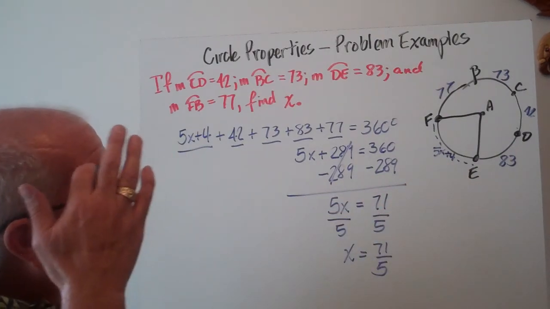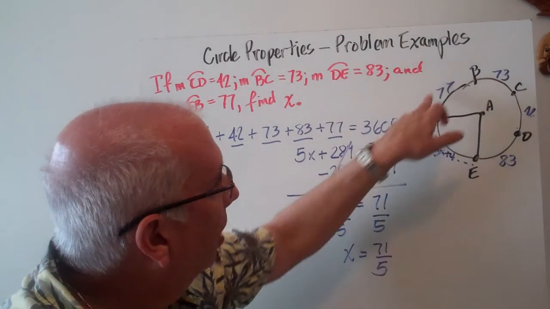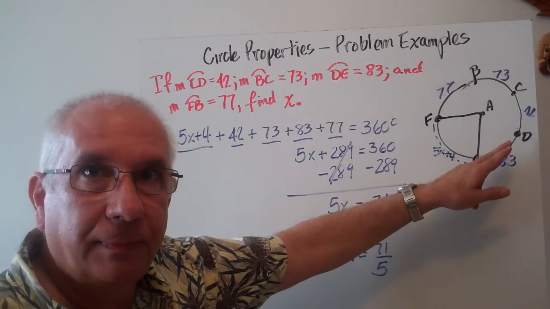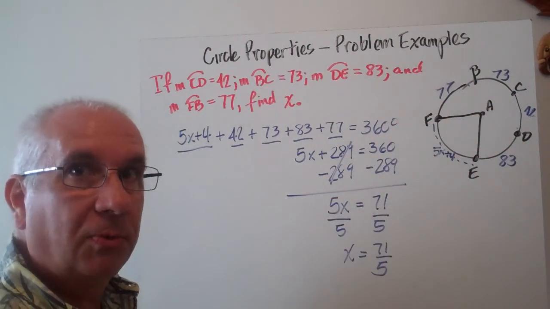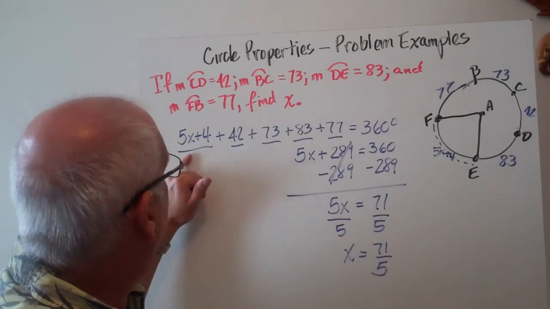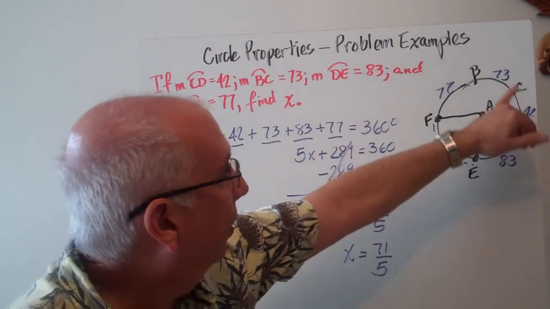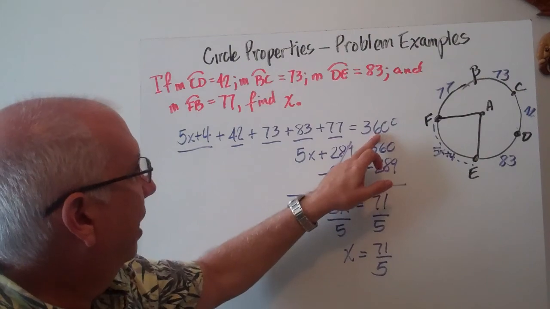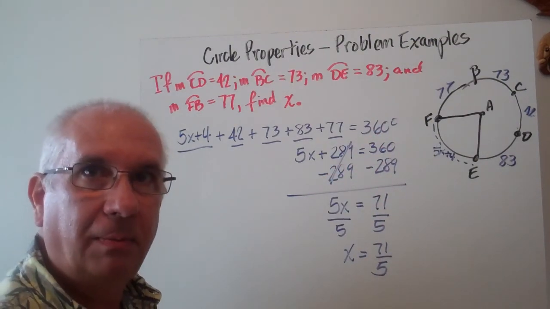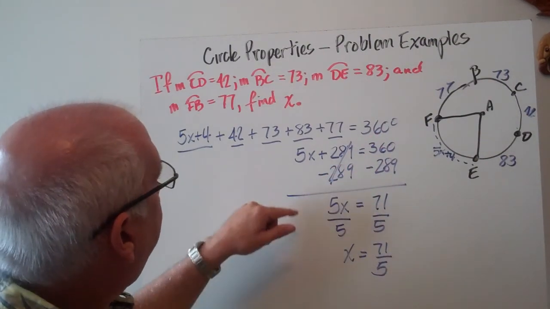So, how do we do this? Well, we know that the sum of all of these segments form a circle. That means the sum is equal to 360 degrees. So if we add all of these segments together and make it equal to 360, we can solve for x.